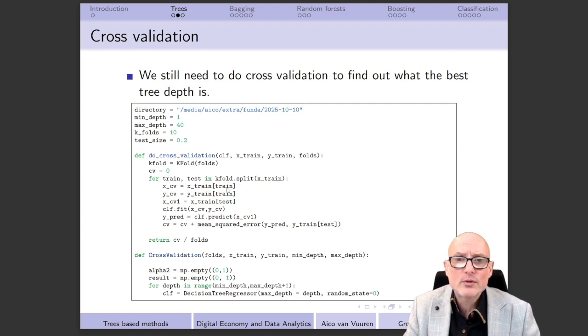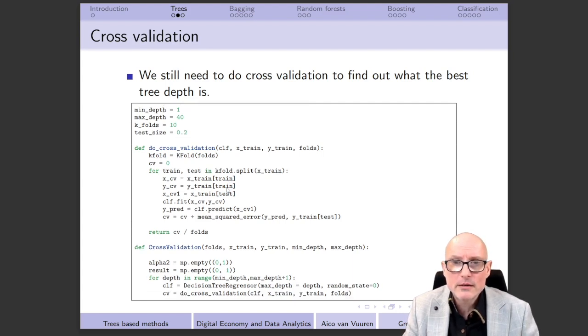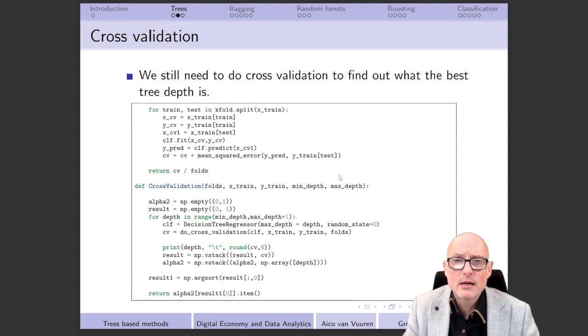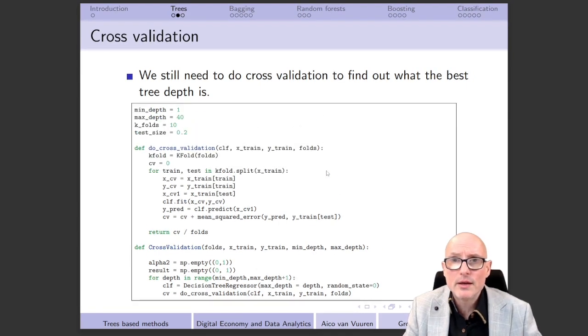So therefore, I'm not going to say too much about that here. More important is actually the next function, and that is cross-validation. Again, it has as inputs the number of folds that we're going to have, the X values with respect to the training data set, and the Y values with respect to the training data set. And here we are going to look at the min depth up till the max depth. These values we already have introduced over here as constants.